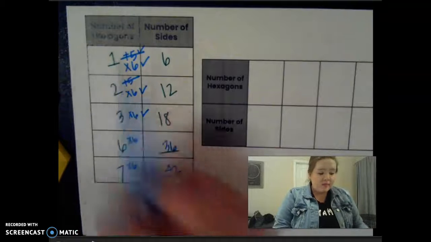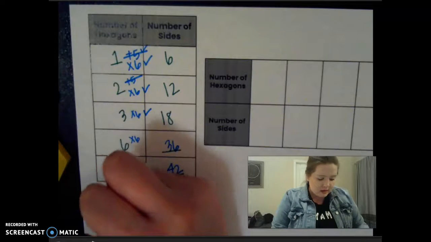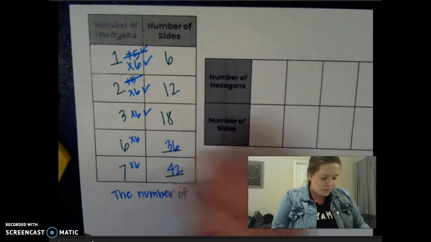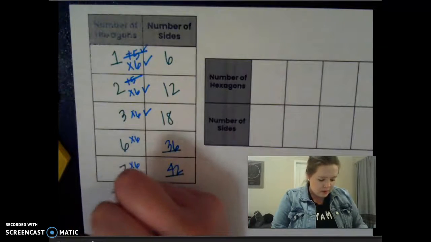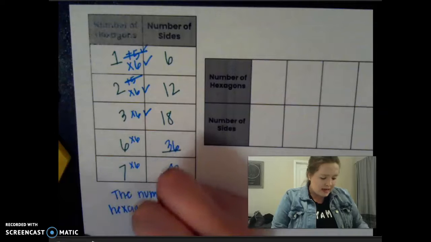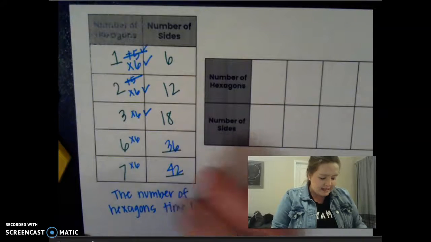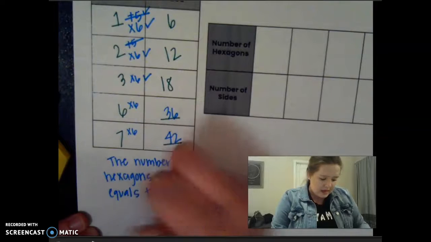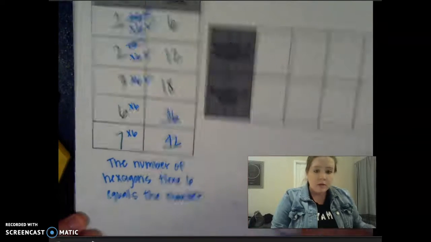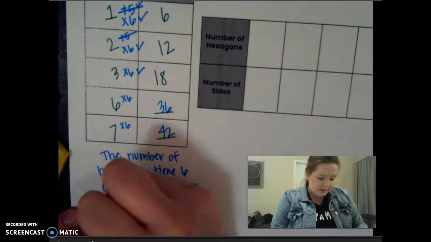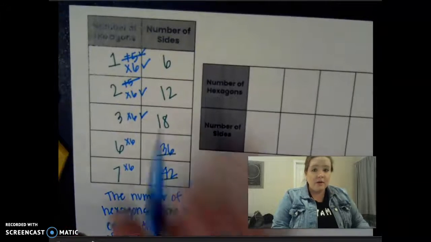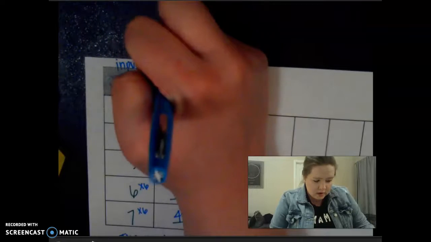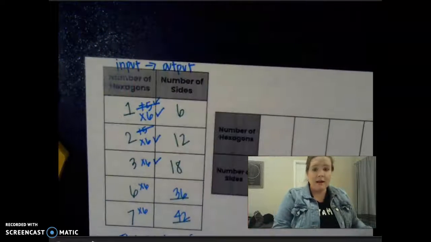So in this table, okay, the number of hexagons times 6 equals the number of sides. Okay? That's going from the input to the output. All right?